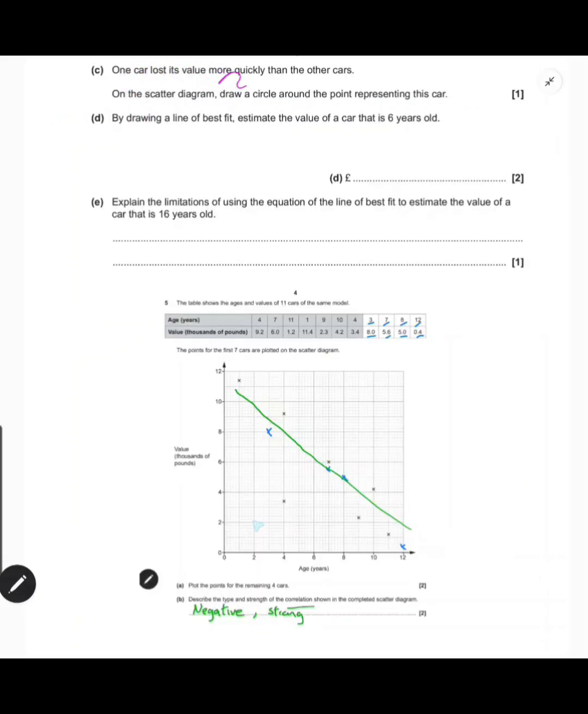Part C says one car lost its value more quickly than others. On the scatter diagram, draw a circle around that point. Well, there's clearly a dodgy point. It's got to be that one. Okay, it's further away from the line than any others. It might be called an outlier.